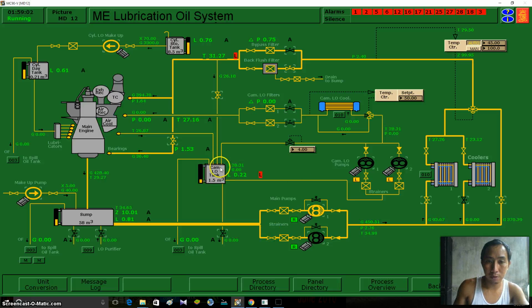So from our camshaft lube oil tank, we have our pump, the cam lube oil pump. Okay, before starting this one, we're going to check the line from the pump going to our camshaft. So we have our filter here. We need to open one. Okay, and we're going to start our lube oil pumps. Again, we're going to set it into remote control. Okay, so we're going to stop our makeup pump.